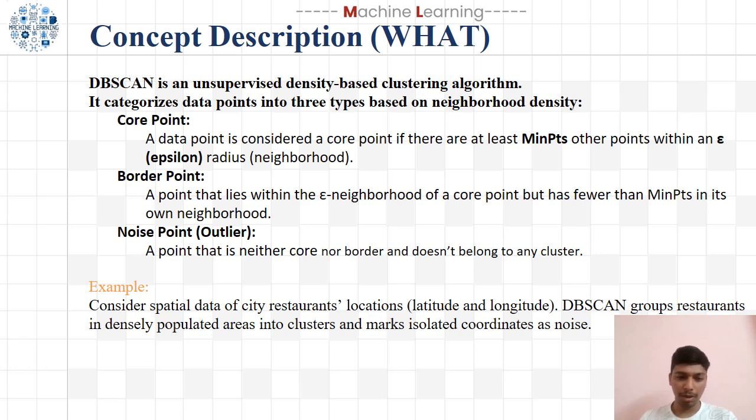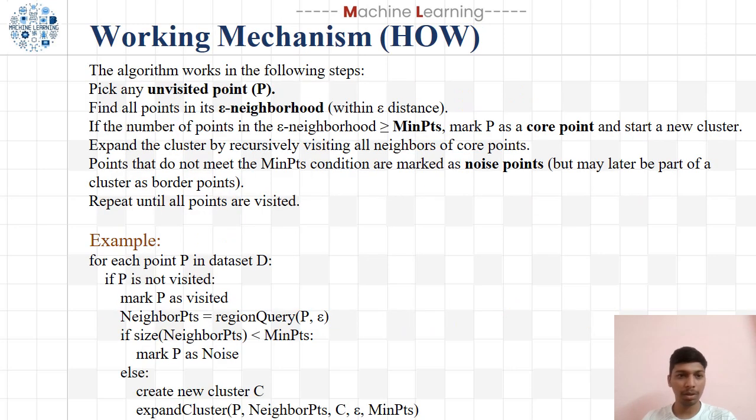Example of this: consider spatial data of a city, restaurant locations with latitude and longitude. DBSCAN groups restaurants in densely populated areas into clusters and marks isolated coordinates as noise.